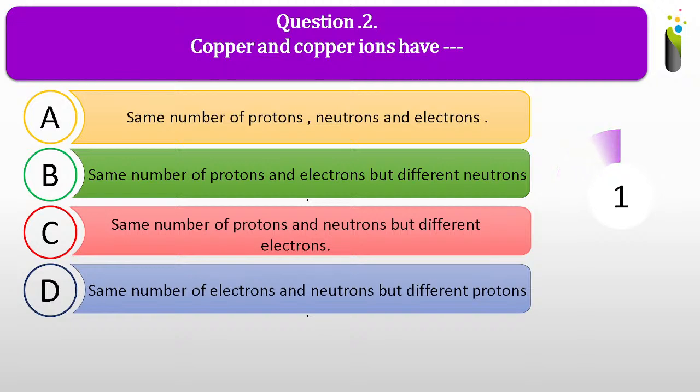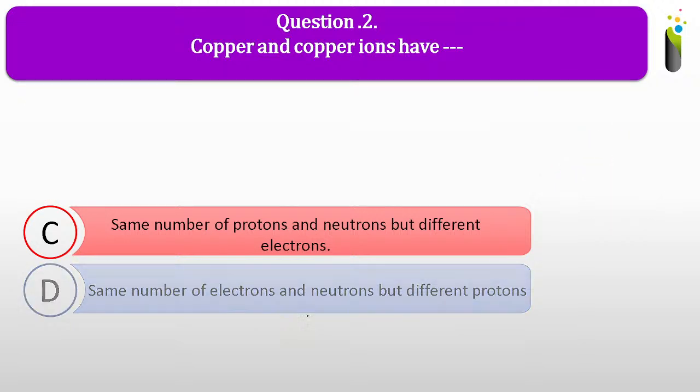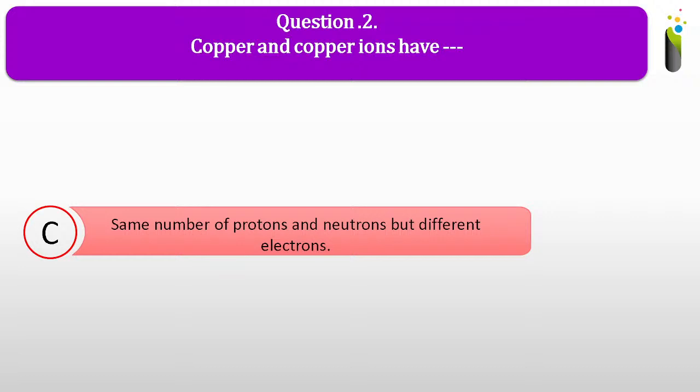And the correct answer for this question should be, here it is. I want the students to answer. The correct answer for this will be C. Copper and copper ions have same number of protons and neutrons but different electrons.